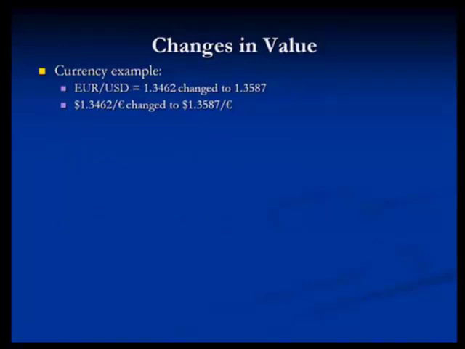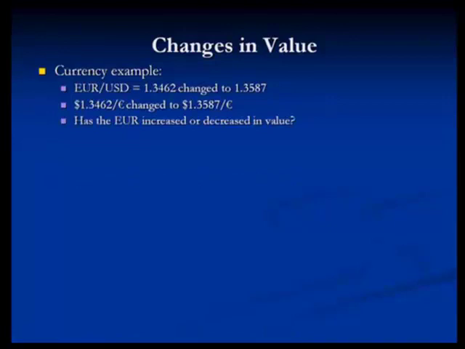Another way to write that is our conventional form there, where the dollar would go on top and the euro would go on the bottom as the denominator. And so that ratio of the $1.3462 per euro has changed to $1.3587 per euro.